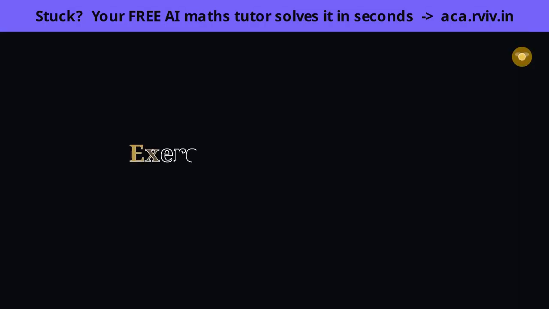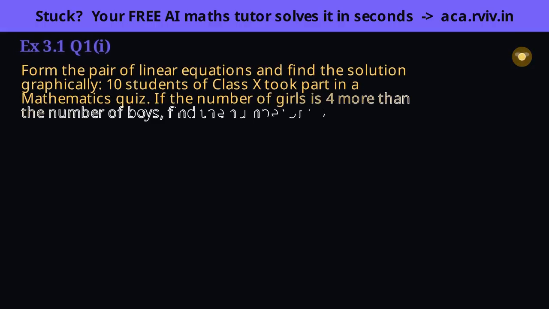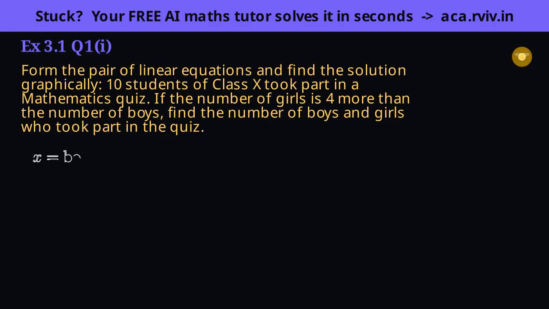Now let's solve every exercise question, breaking each into small, clear steps you can follow. A total and a difference, that's two equations. Set up, name the two unknowns, then turn each sentence into an equation. 10 students in all gives the total. Girls are 4 more than boys gives the relationship.